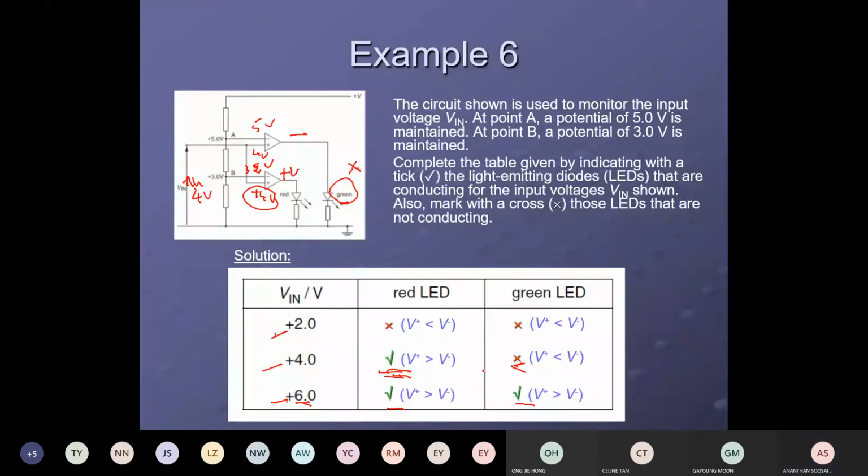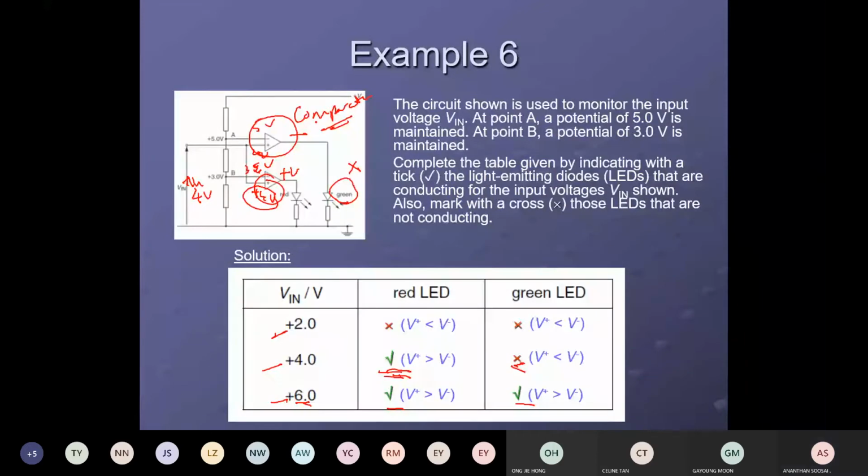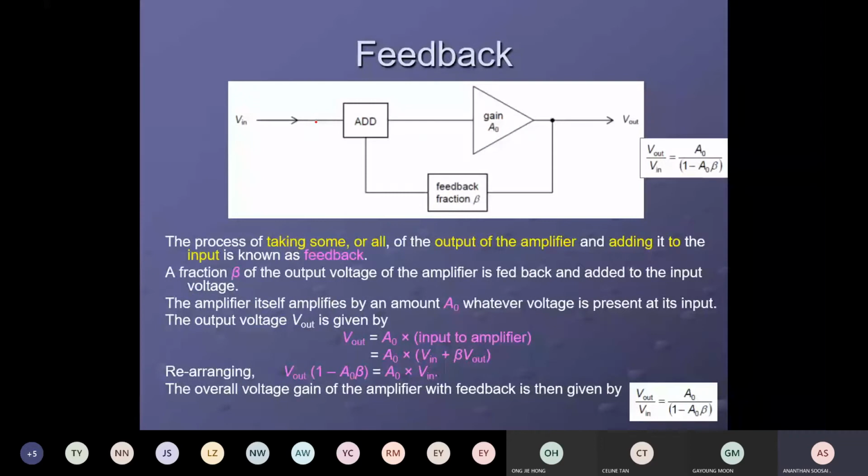Any questions from here? What is the function of the operational amplifier here? Acting as a comparator. Call it comparator. So that's the first part, the sensors and everything. We already done the first part of the operational amplifier.